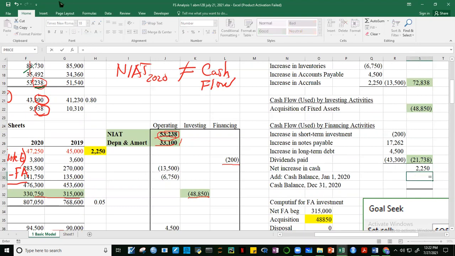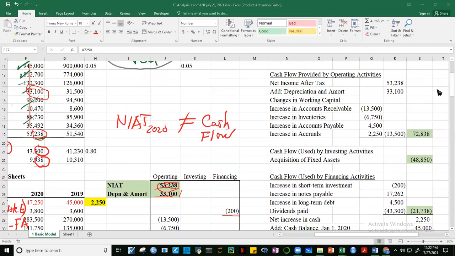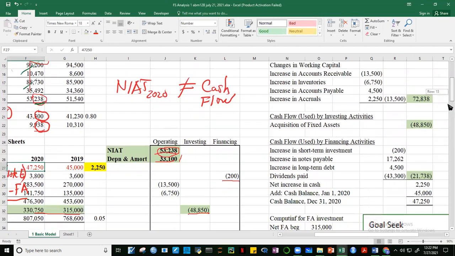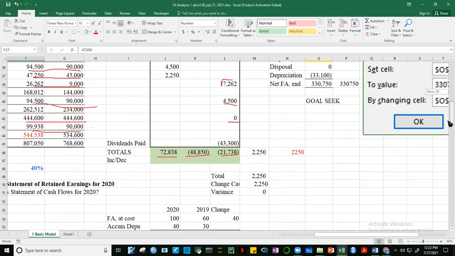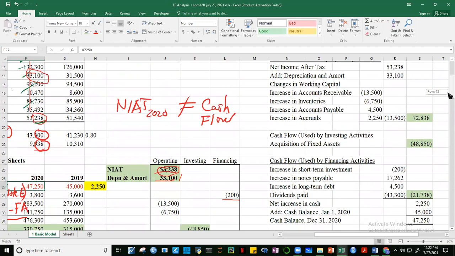And then magkano yung cash at the beginning of the year? Cash was 45,000, di ba? Okay, 45,000. And then if we add, okay, 47,250, which is this one. All right, so that's very good. Okay, tapos tayo, any questions, guys?